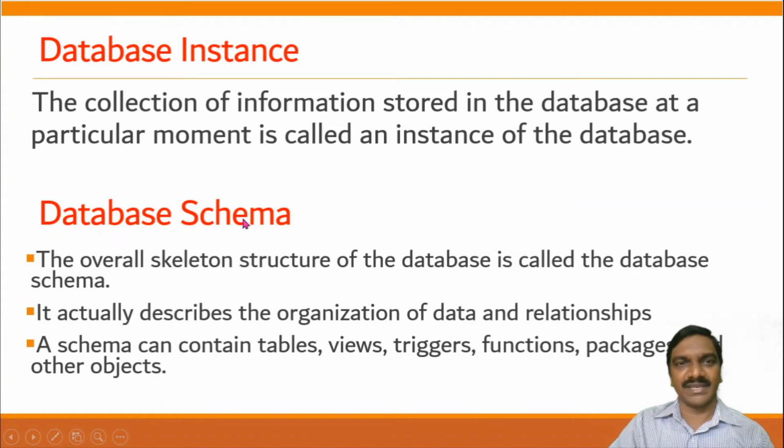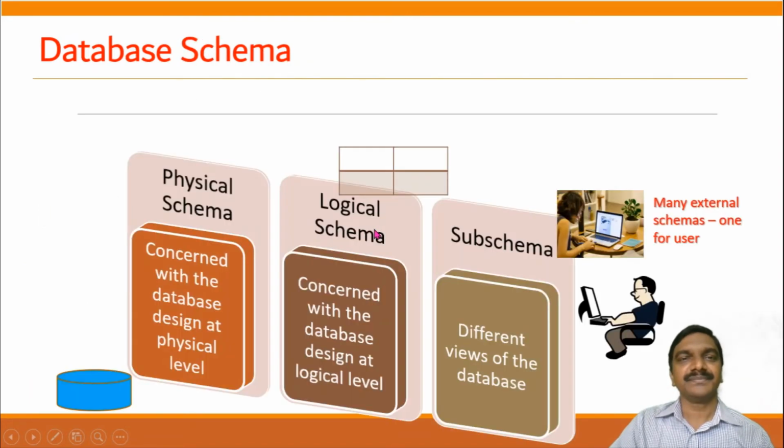Next comes the schema. What is the schema? The skeleton structure of database is called schema. It is just a skeleton-like thing: how or what the data are actually stored, how the data are organized, and what are the relationships. So schema contains tables, views, triggers, functions, and many other objects. So this is about schema.